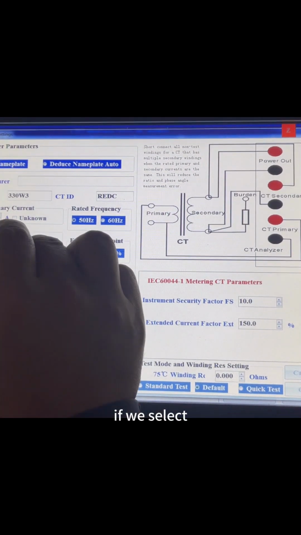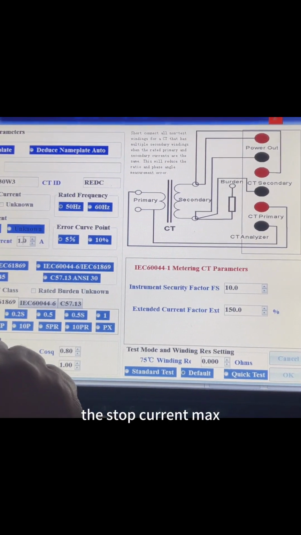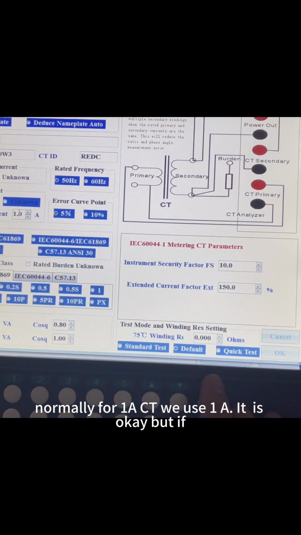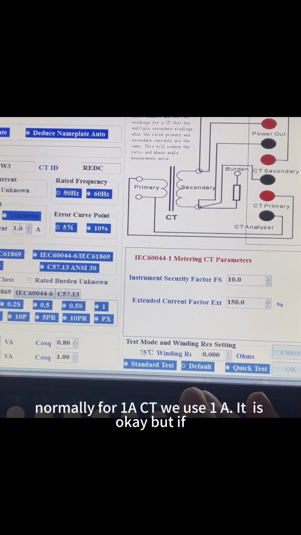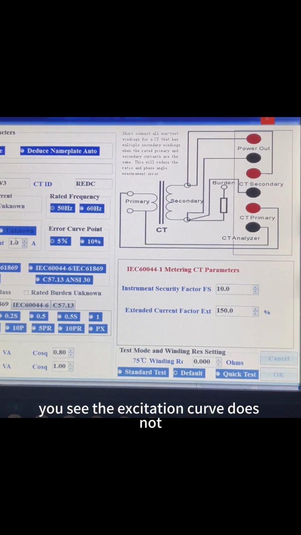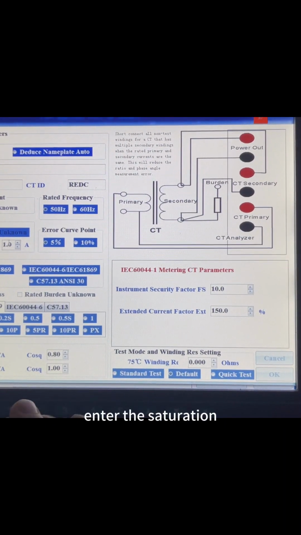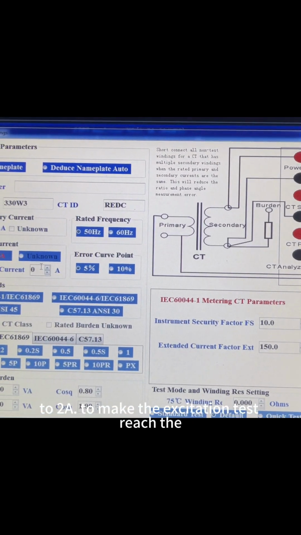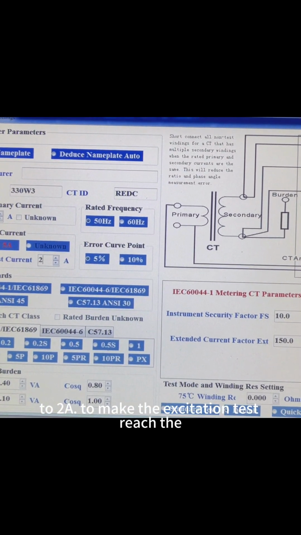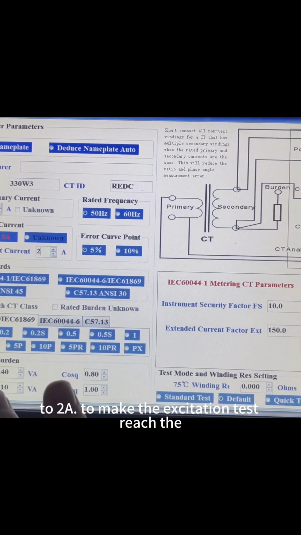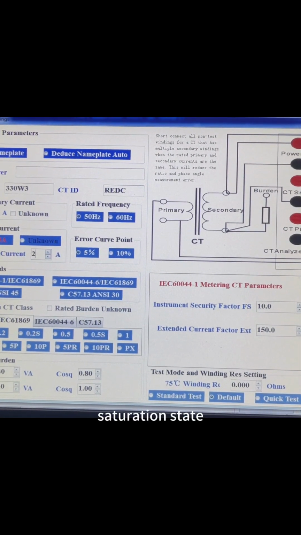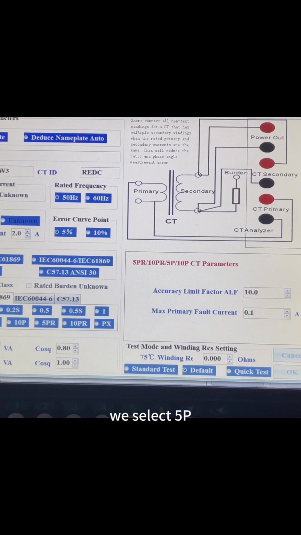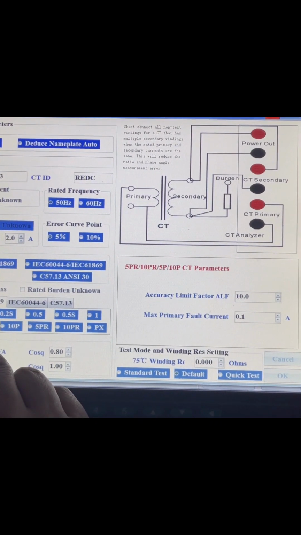If we select the stop current, the max test current means the stop current. Normally for a 1 ampere CT, 1 ampere is okay. But if the curve does not enter saturation, you can increase the test current from 1 ampere to 2 ampere to make the excitation test reach the saturation state. And if it is a 5P10, we select 5P.